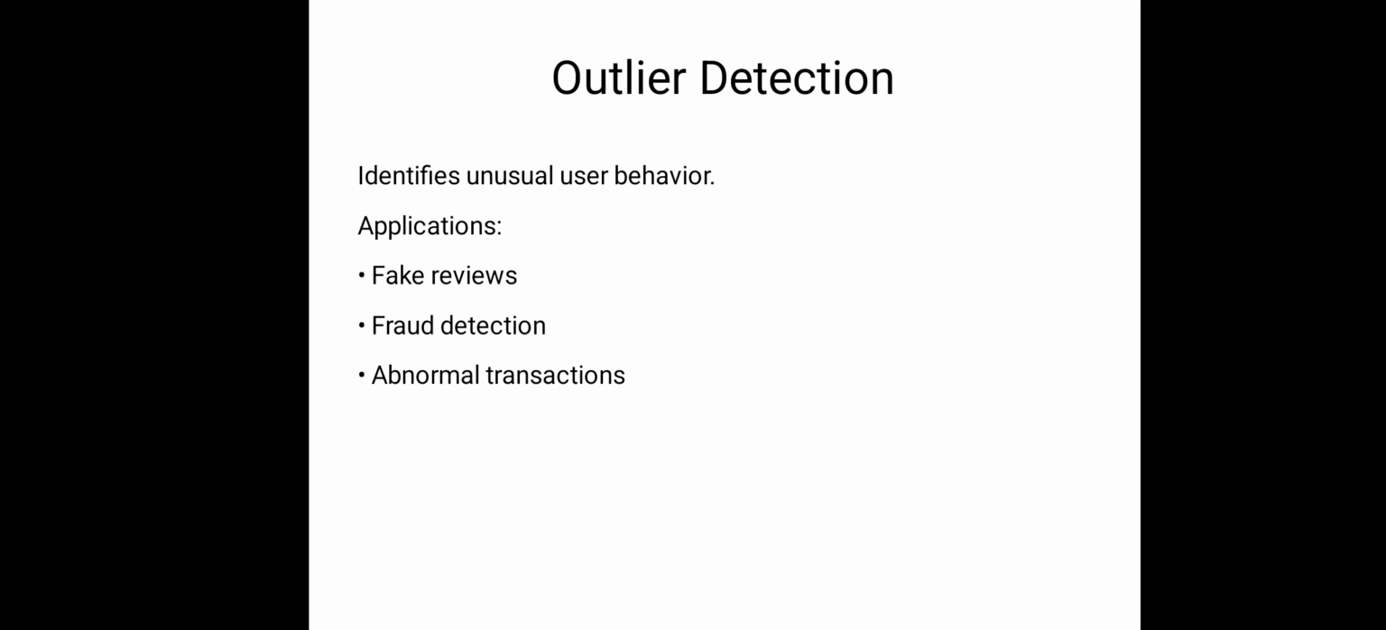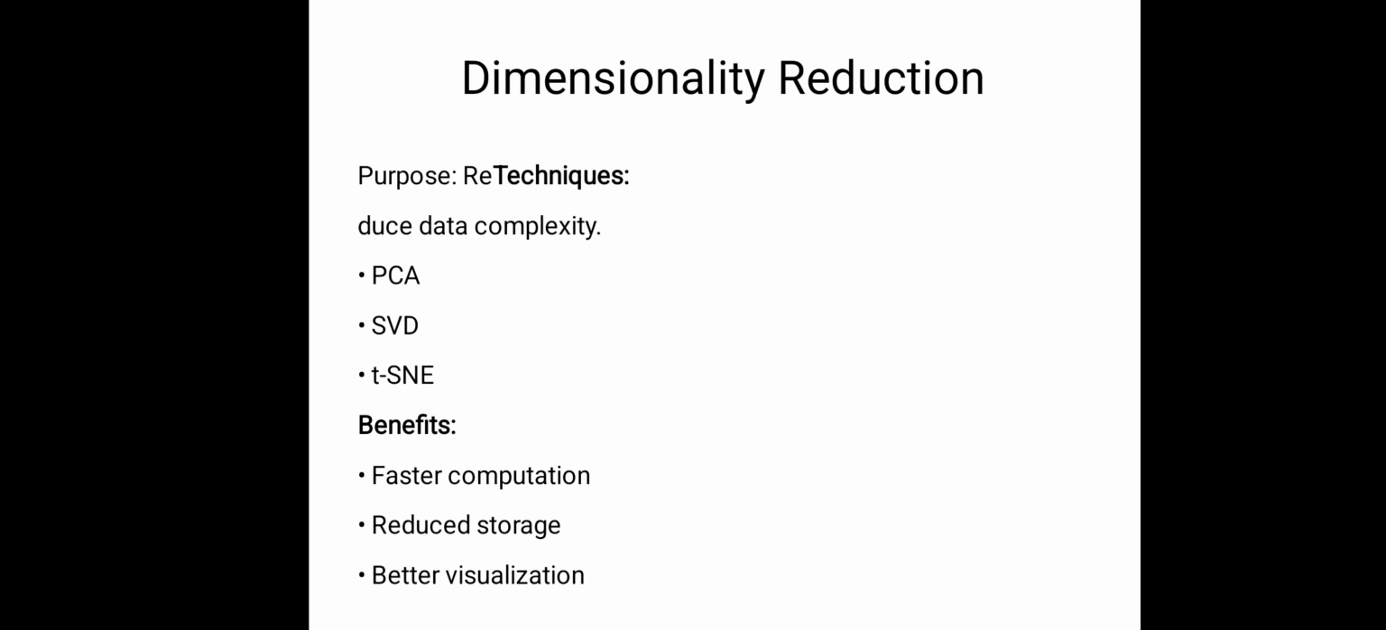The next one is outlier detection. Outliers are unusual records. For example, fake reviews, credit card fraud, abnormal shopping. These records are removed to improve recommendation quality. The next, dimensionality reduction. Sometimes data sets contain thousands of features. Processing them is expensive. Dimensionality reduction removes unnecessary information. Popular techniques are PCA, SVD, and t-SNE. The benefits are faster algorithms, lower storage, and better accuracy.